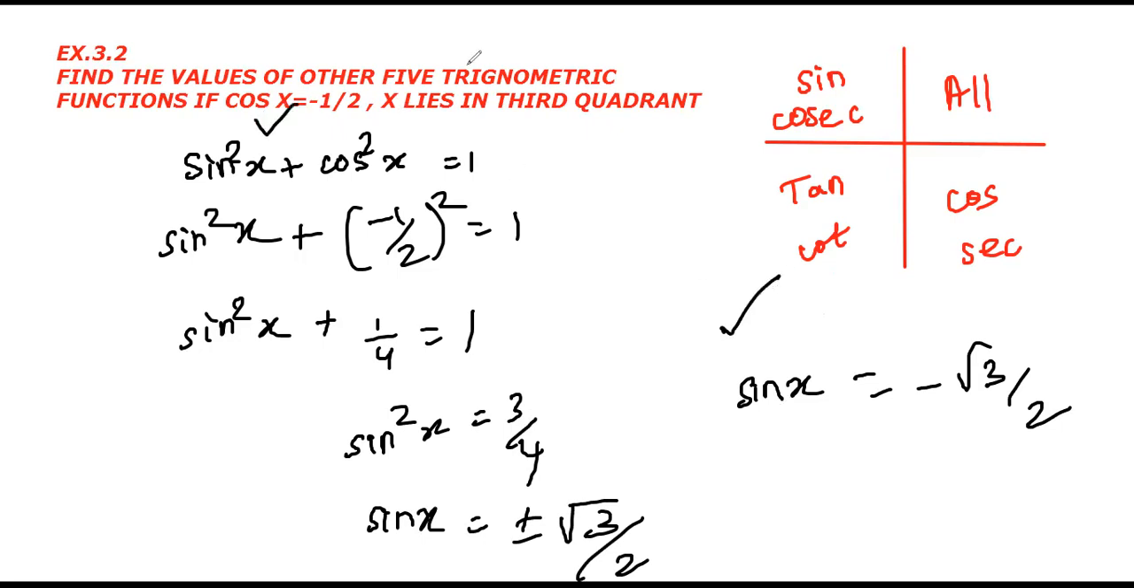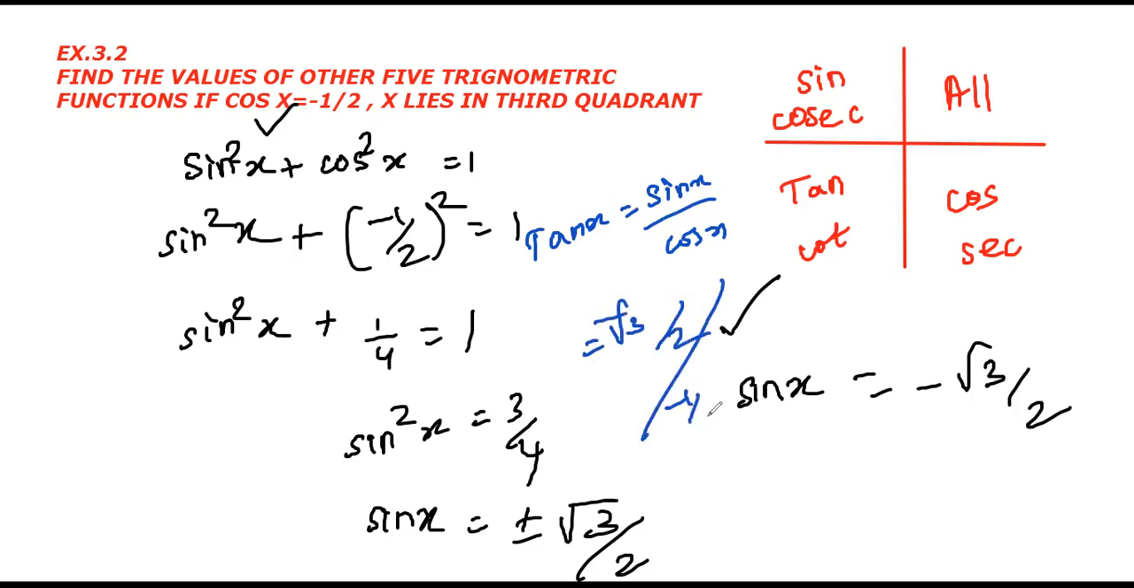It is very easy for you to find the value of tan. What is tan x? It's sin x by cos x, isn't it? So you will simply put negative root 3 by 2 divided by negative 1 by 2. If you simplify, you will have the answer as positive root 3. That's going to be tan. Cot is nothing but the reciprocal of tan, which is 1 upon root 3. So that's going to be cot.